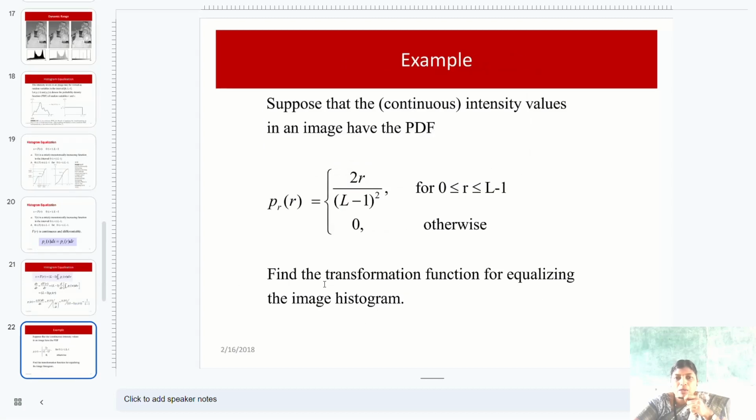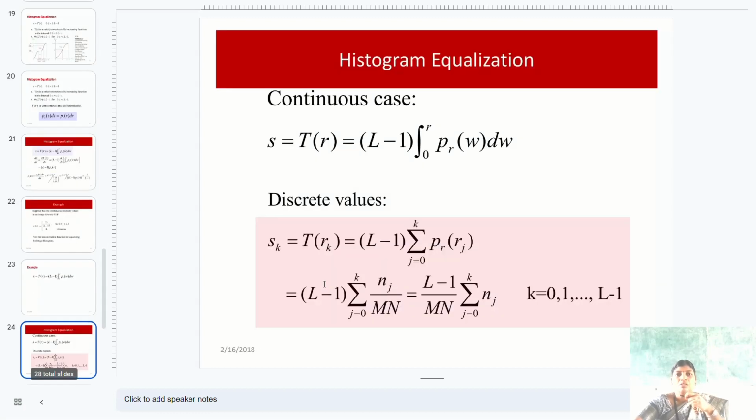Suppose we have continuous intensity values in an image for the PDF value, then the transformation function will be like this. P of R of R is equal to 2R divided by L minus 1 the whole square, in the interval 0 less than or equal to R less than or equal to L minus 1, or 0 otherwise. So in continuous cases and discrete cases, these will be the values.